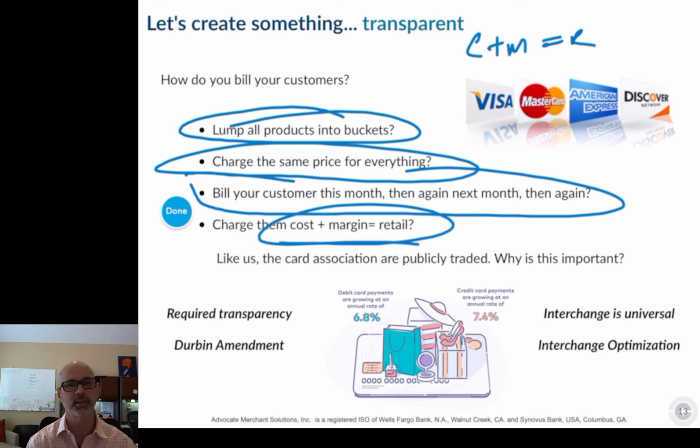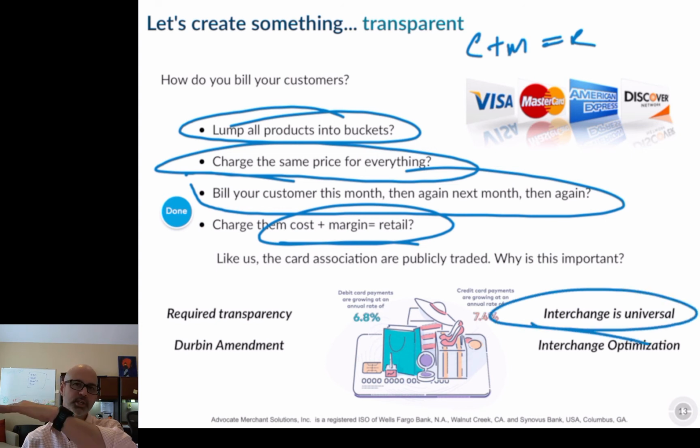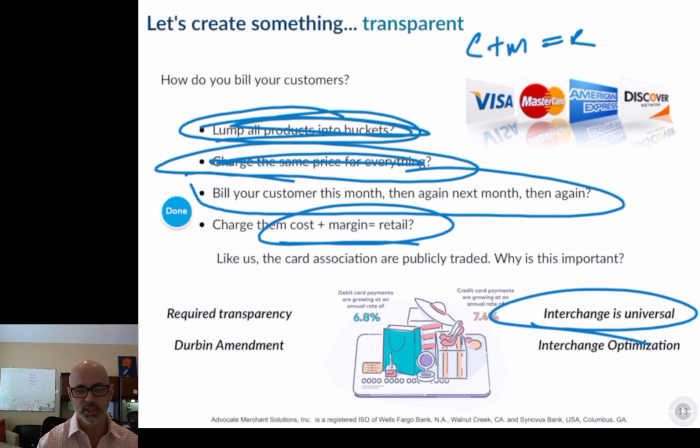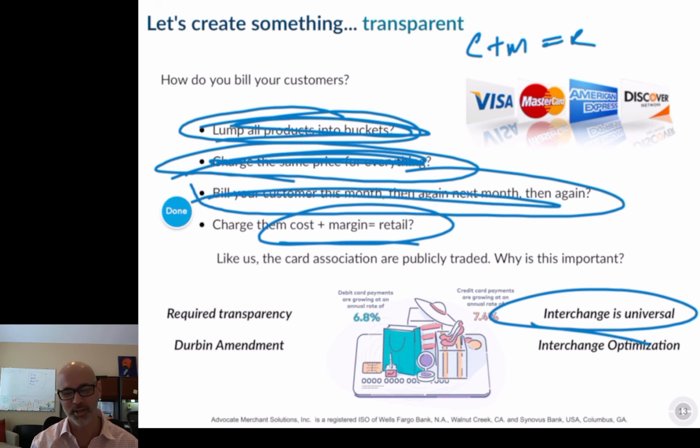We are what's called cost plus, or what we like to call interchange, because interchange is our cost. Interchange is the same no matter what. If you're a hot dog vendor or you're a Walmart, doesn't matter. If I hand you my regulated debit card, it's 5 basis points and 22 cents. It doesn't matter where it's used. Interchange is interchange is interchange. So let's talk about how companies like us make money. It's what we choose to bill over that cost. It can be done by lumping everything into buckets. Bad. Or charging the same price for everything. You're a business person. You're not going to charge less than your highest priced item, right?